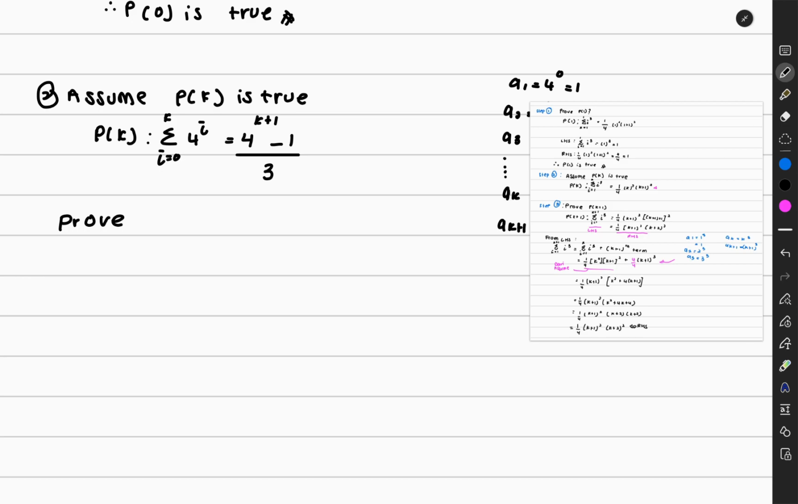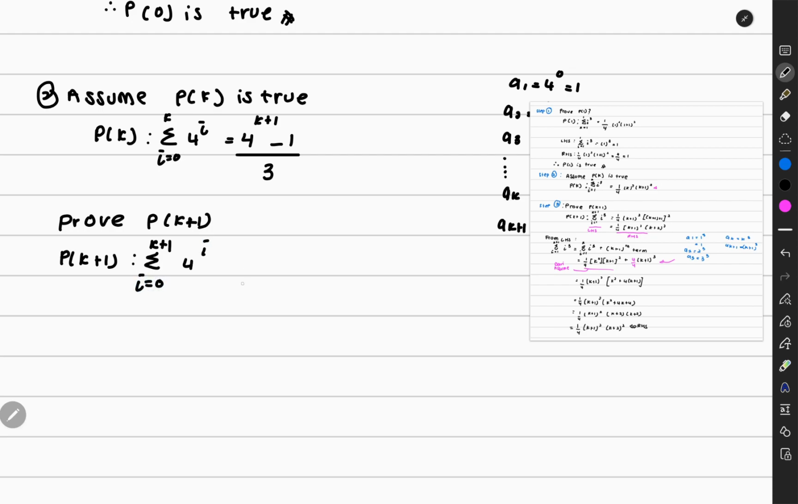So first thing first, what we need to do is to write down your P of K plus 1. What is the statement P of K plus 1? So you should have the summation of your terms up until the K plus 1 term. Okay? You should have the summation of 4 to the I from 0 to K plus 1, which is equal to this case.